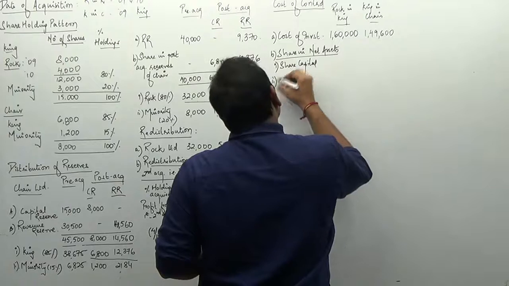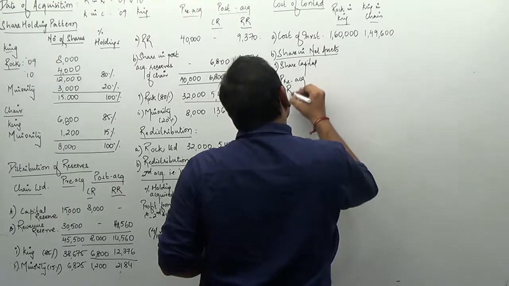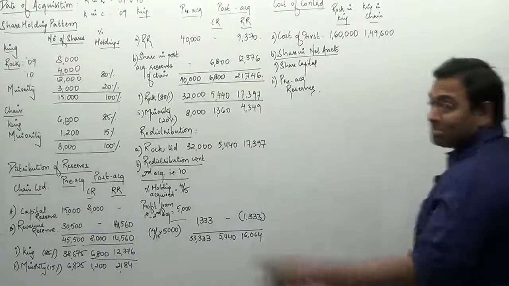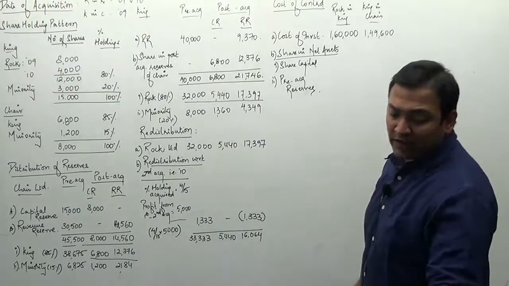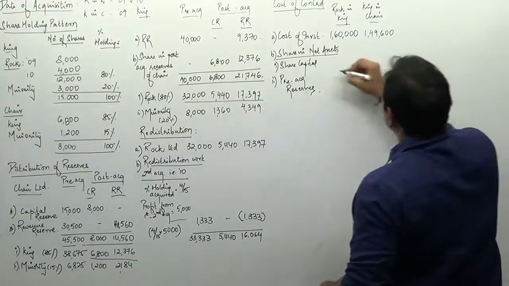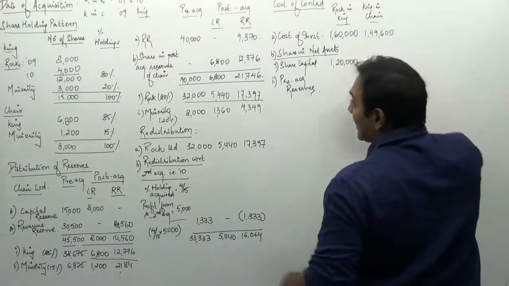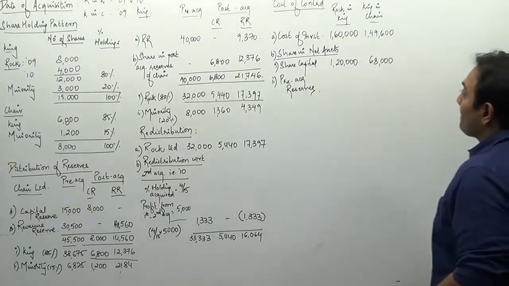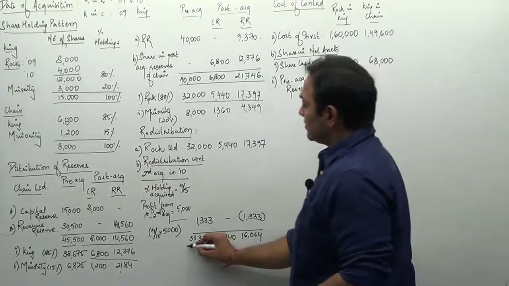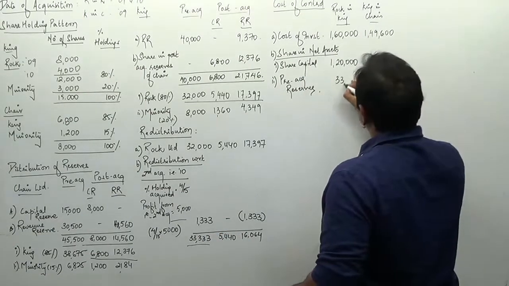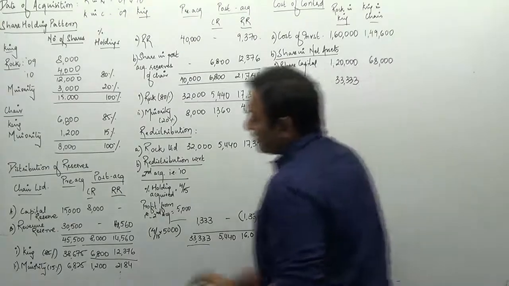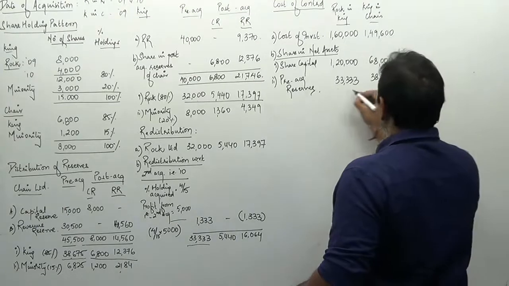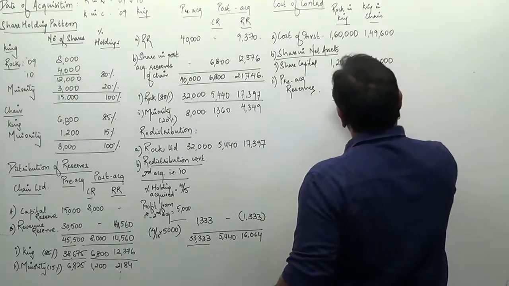Share capital and their share in pre-acquisition reserves. Check share capital, Rock in King. Can you see the shareholding pattern? Each share consists of 10 rupees each. So Rock in King is 12,000 shares, 1,20,000. King in Chair, 6,800 shares, 68,000. Pre-acquisition reserves, Rock in King, 33,333. King in Chair, 38,675.